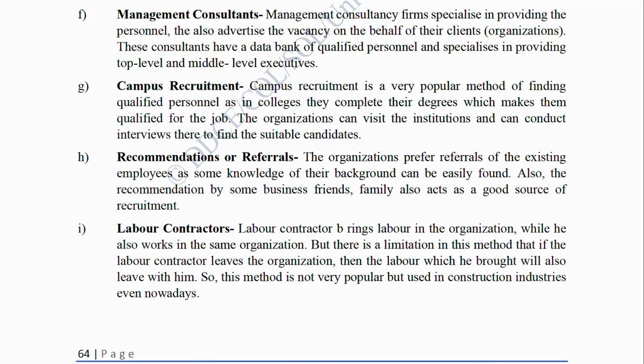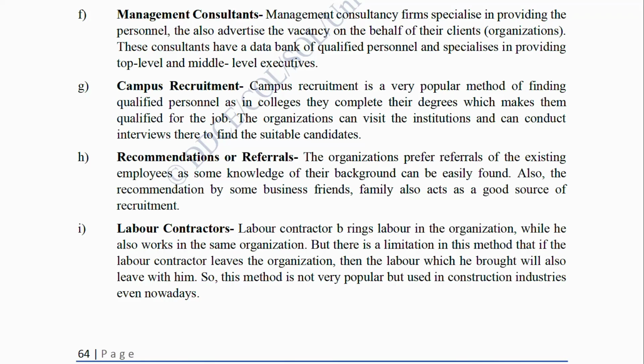Seventh, campus recruitment. Campus recruitment is a very popular method of finding qualified personnel, as in colleges they complete their degrees, which makes them qualified for the job. The organization can visit the institutions and conduct interviews there to find suitable candidates. Eighth, recommendations or referrals. The organizations prefer referrals of the existing employees as some knowledge of their background can be easily found. Also, the recommendation by some business friends or family also acts as a good source of recruitment.